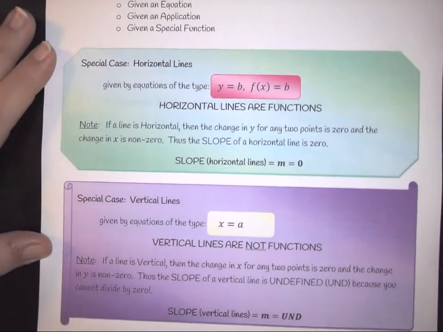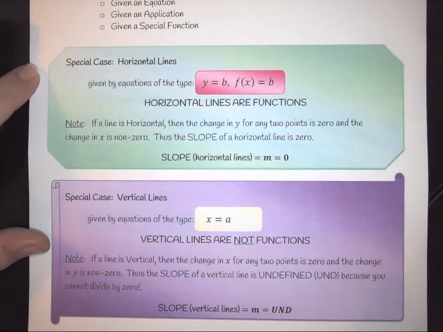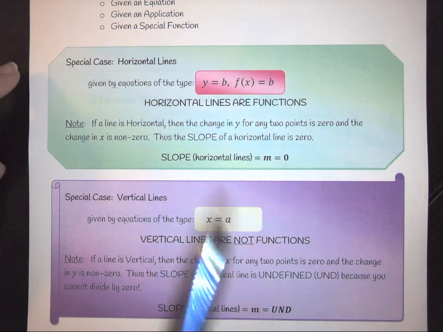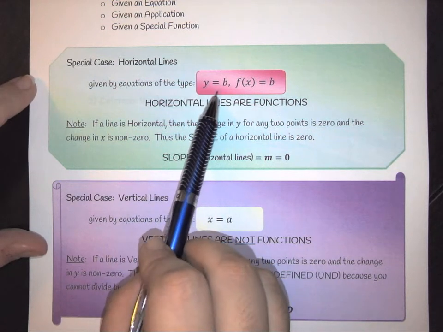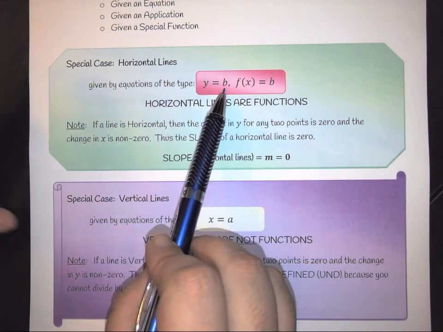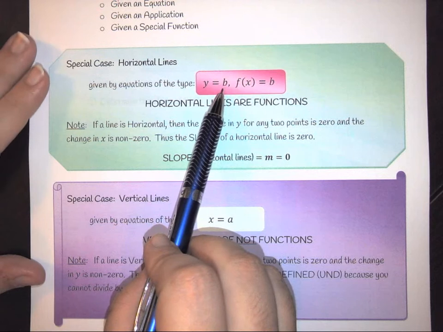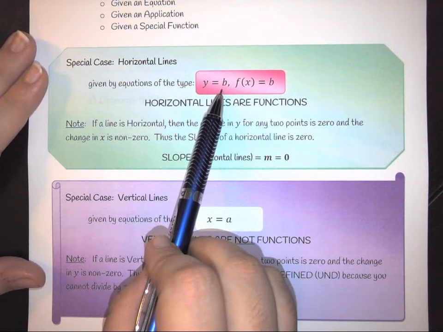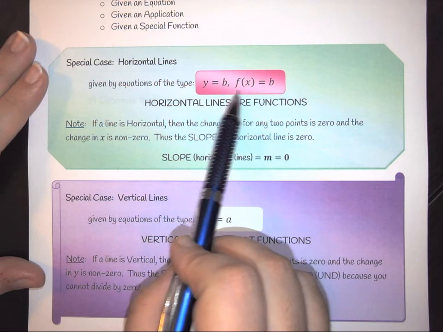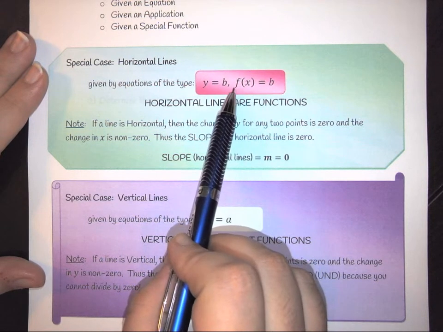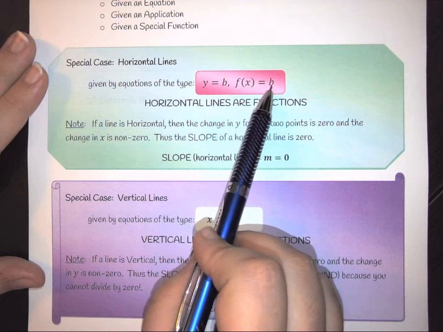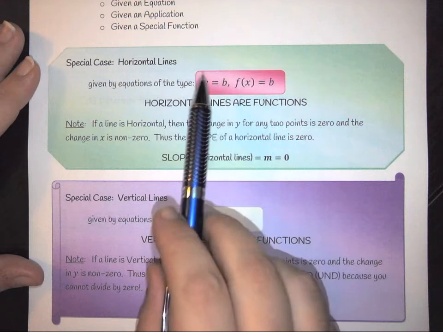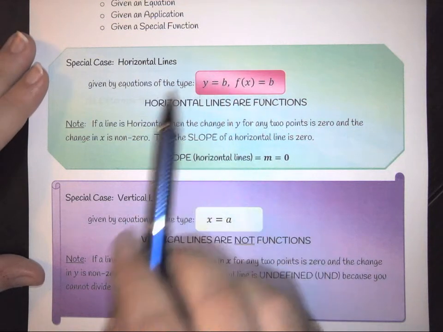Now we do have a couple special cases that we need to keep in mind. First is your horizontal case. Horizontal cases are given by the lines y equals b, where b stands for the constant. Okay, so this is y equals a number. We can also look at it in terms of f of x, meaning a function equals a number. But essentially, we are getting at that your vertical axis is what's being crossed.